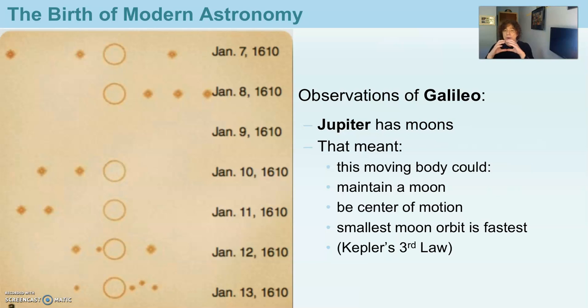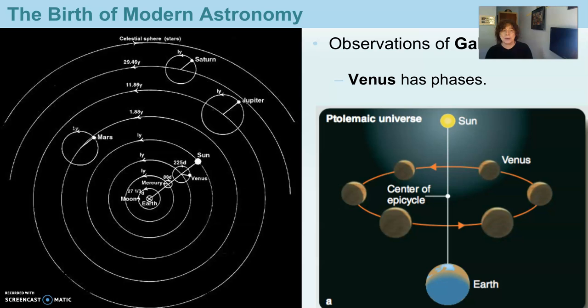And if Jupiter could maintain a moon rotating around it, then Jupiter itself was a center of motion. And the Earth could be just like Jupiter. The Earth was not special. In addition to that, what is really important is that he was able to say that the smallest moon orbiting Jupiter was also the fastest, which supported Kepler's third law in regard to the orbital period and the radius around the object. So you see how all these things are working together.